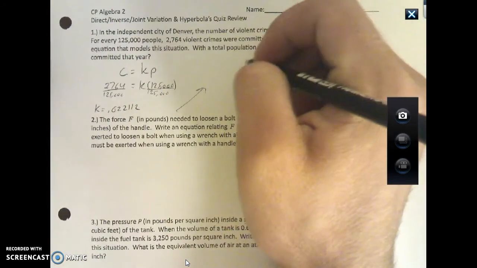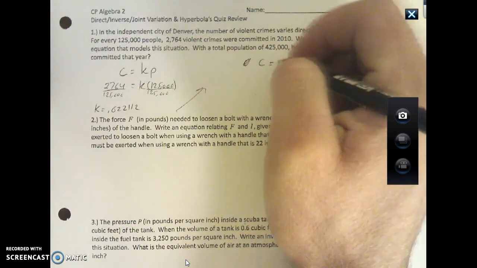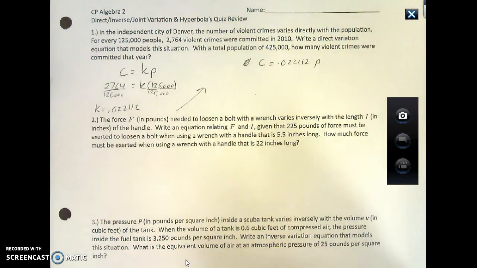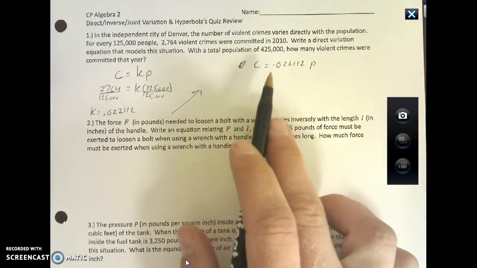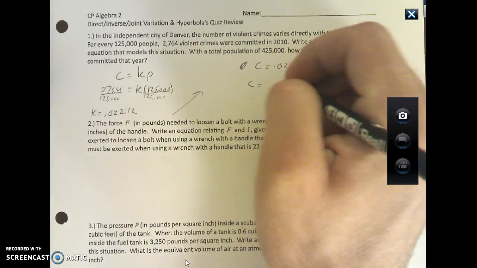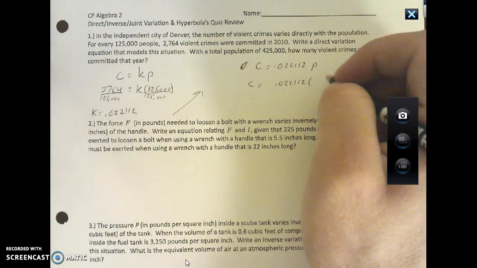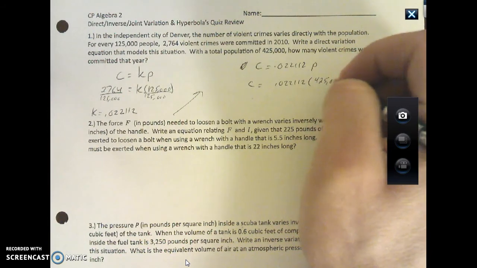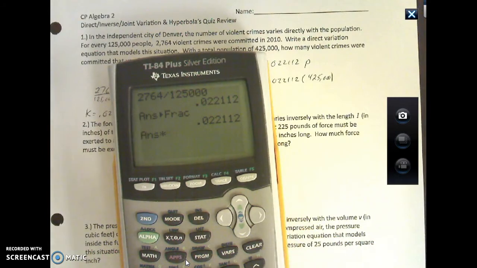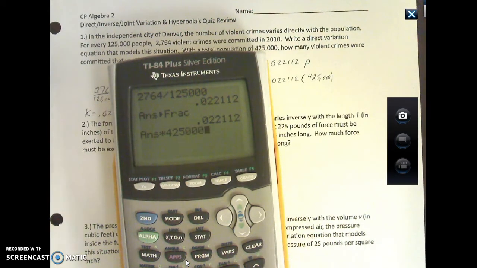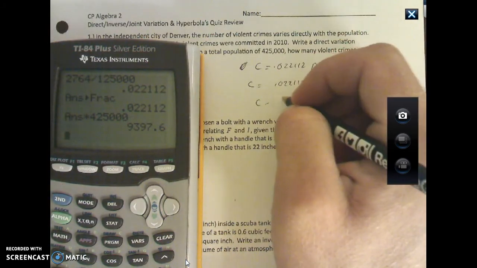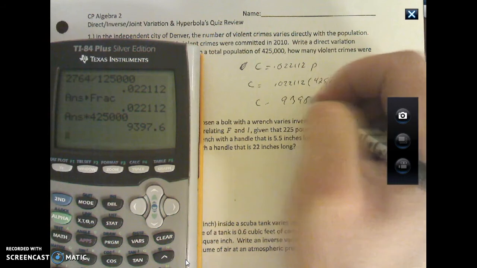So now I know my equation is C equals 0.022112 P. With a total population of 425,000, how many violent crimes were committed? C equals 0.022112 times 425,000. So we get C equals, you may round this, 9398 crimes.